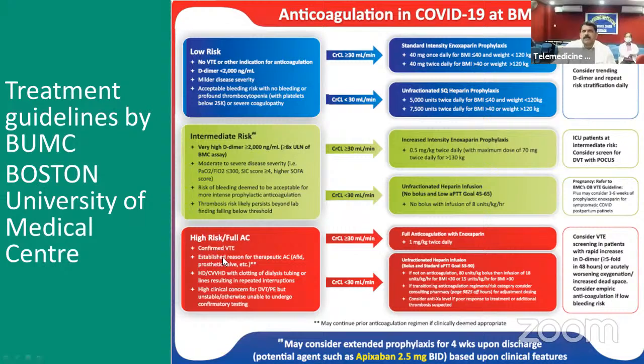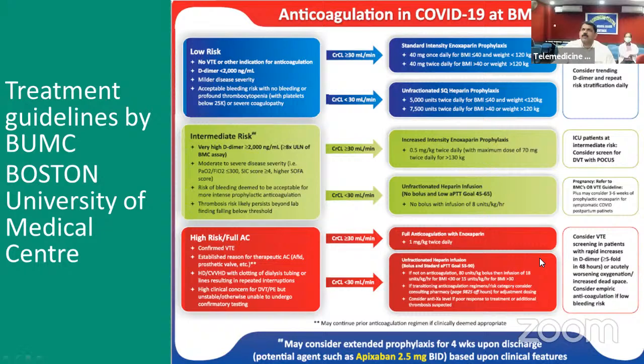In confirmed patients of venous thromboembolism, established reason for therapeutic anticoagulant, like the patient having a prosthetic valve and other risk factors, and then the patients who are having the heart disease with clotting, or dialysis tubing, or lines resulting in repeated interruption, high clinical concern for DVT, for pulmonary embolization, but unstable, otherwise unable to undergo the confirmatory testing. There again, creatinine clearance more than 30 and less than 30.